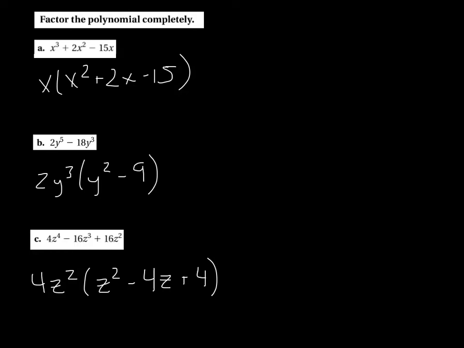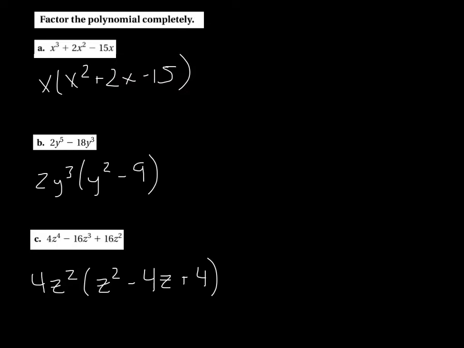So let's start with A here. This has a common monomial of x, so once we factor out the x, we're left with x squared plus 2x minus 15. Now we can factor what's inside the parentheses here. We need factors of 1, which is the coefficient of our x squared term, and factors of 15 that have a difference of 2.